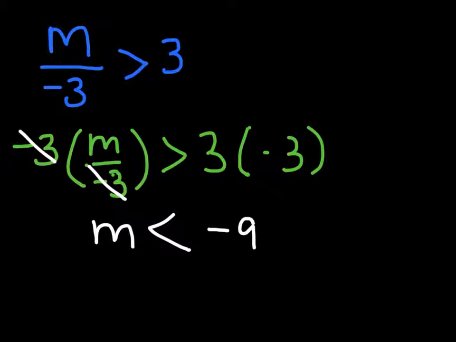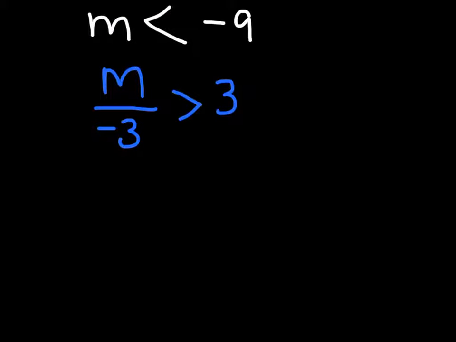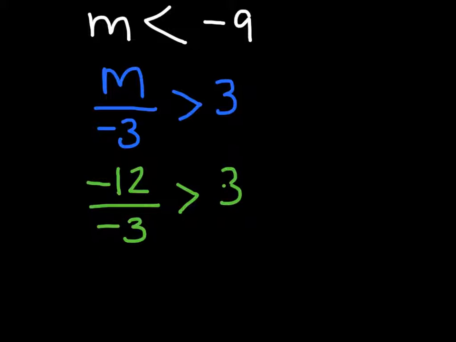We can check to see if this is correct by putting negative 9 in for m in our equation. If all of the values of m have to be less than negative 9, let's substitute in negative 12 for m. Negative 12 over negative 3 is greater than 3. Negative 12 divided by negative 3 would be 4, and yes, indeed, that is greater than 3.